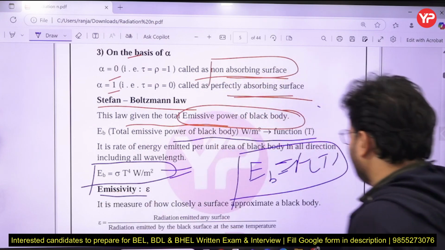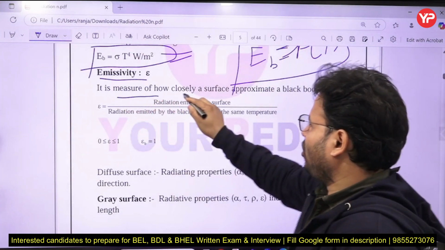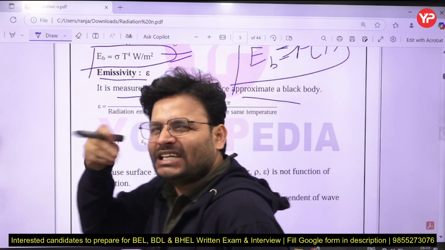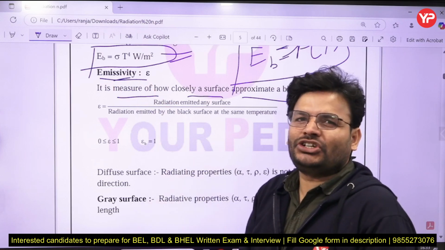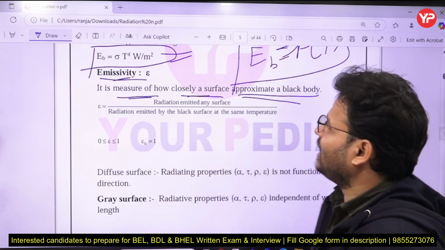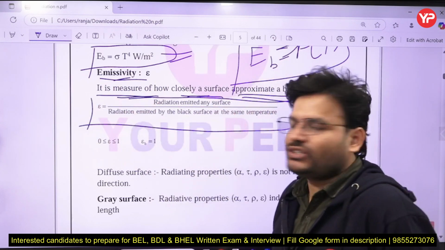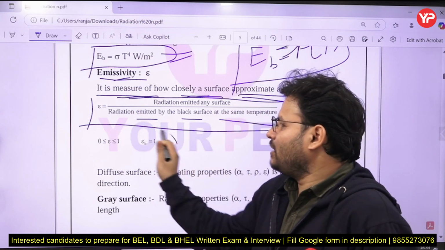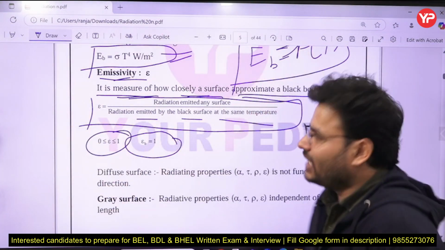Next term I am going to discuss here is emissivity. So what is emissivity, my dear friends? It measures how closely a surface can behave like a black body. Now the question you can ask, what is a black body? Yes, I will come to that. Emissivity measures how closely a surface approximates a black body. It is the radiation emitted by any surface upon the radiation emitted by a black surface at the same temperature. In case of a black body it will be equal to 1, otherwise it will be less than or equal to 1. Try to keep in mind.